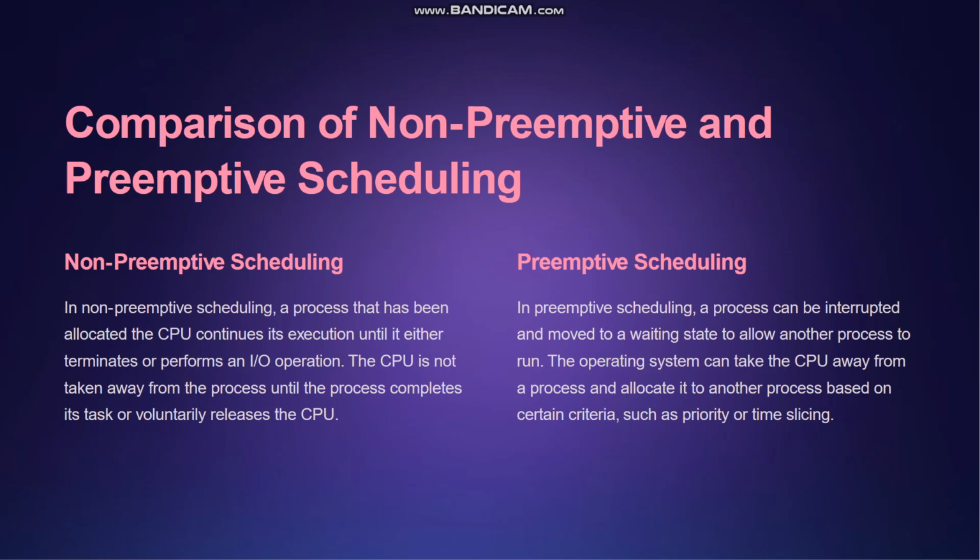Preemptive scheduling. In preemptive scheduling, a process can be interrupted and moved to a waiting state to allow another process to run. The operating system can take the CPU away from a process and allocate it to another process based on certain criteria, such as priority or time slicing.